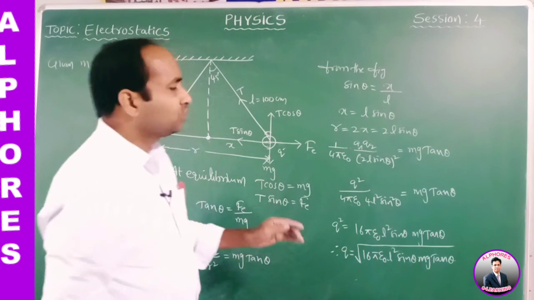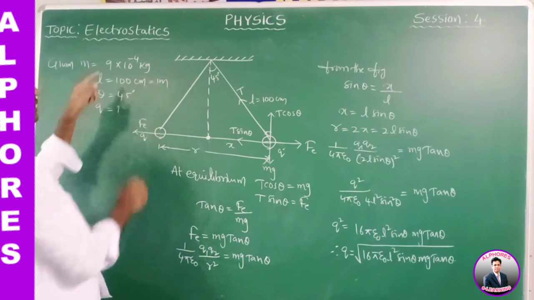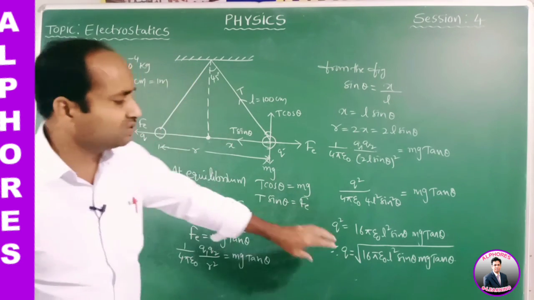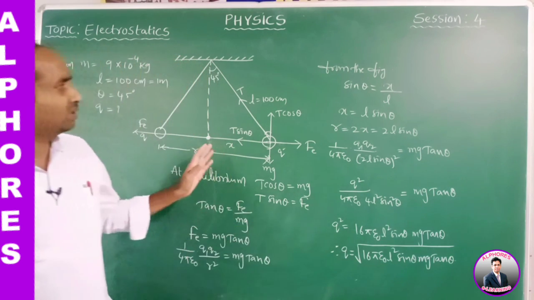And we know the values here. L is 100 centimeters, which is equal to 1 meter, and we know the mass and the angle. By substituting all these values in this expression, you will get the charge. So this is about today's class.